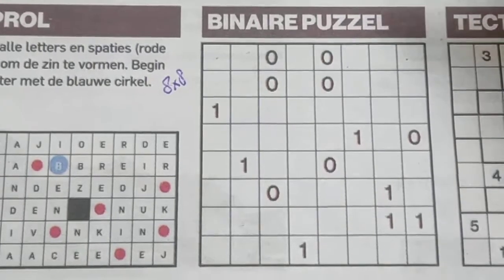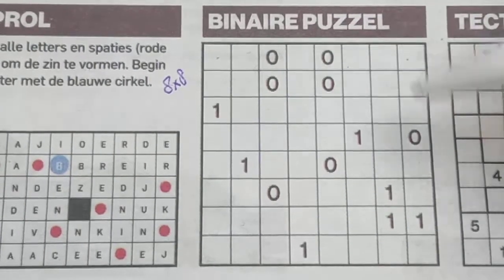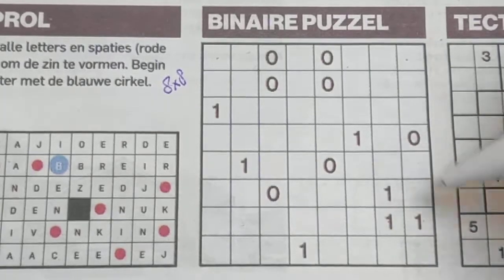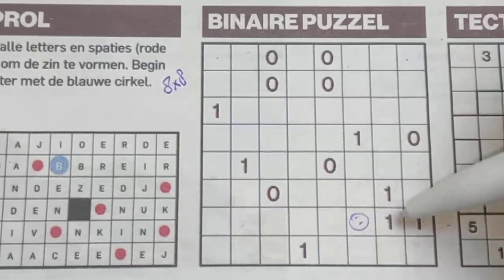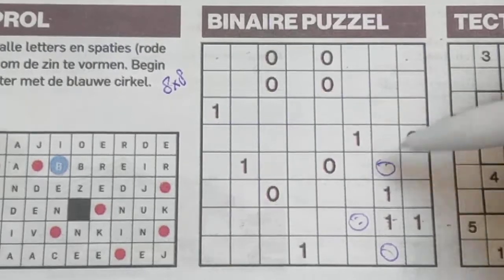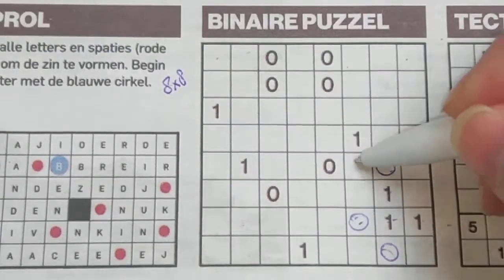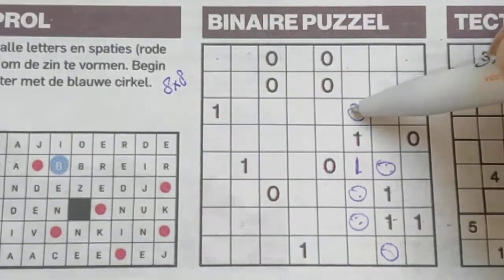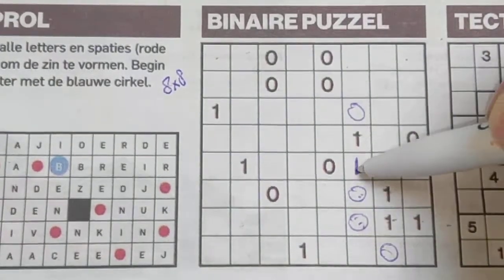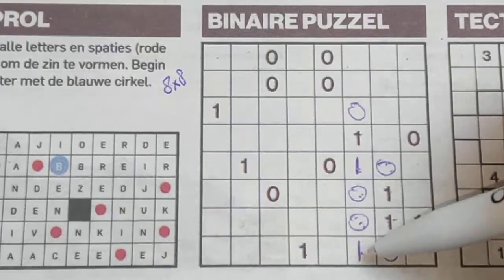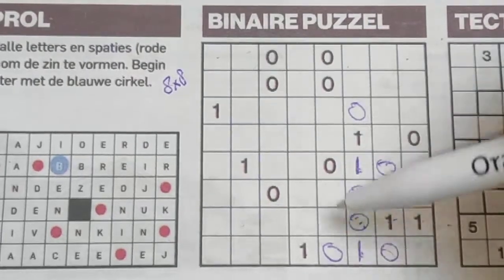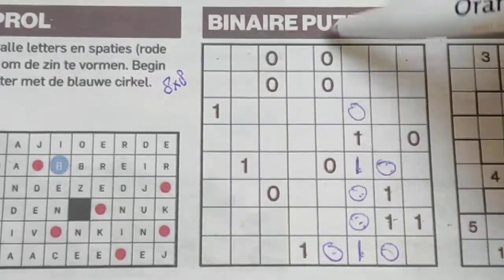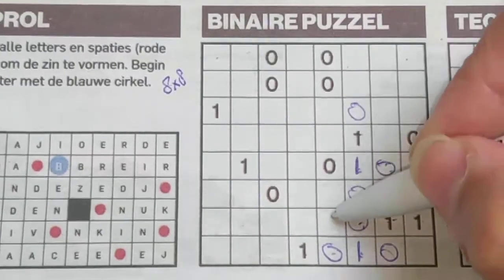So let's get started. Alright, we have here a double 1, here a 0, there a 0. Double 1, here a 0, there a 0. Between 2 0s comes a 1. Double 1, here a 0, there a 0. Double 0, here a 1, there a 1. Between 2 1s comes a 0. Now we have 1, 2, 3, 4 0s, so the rest are 1s.